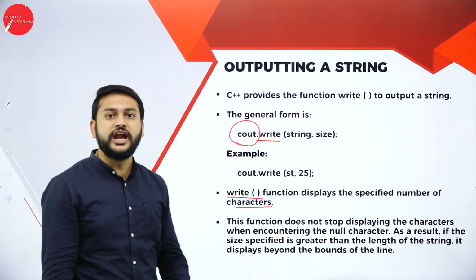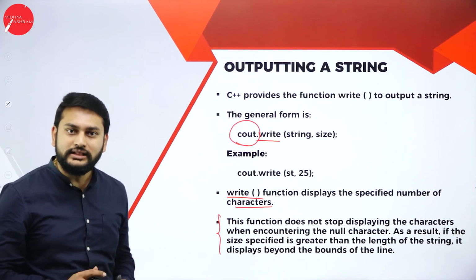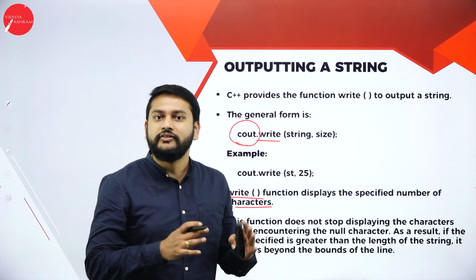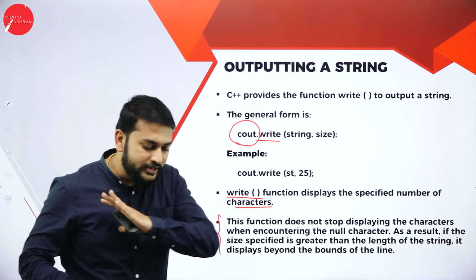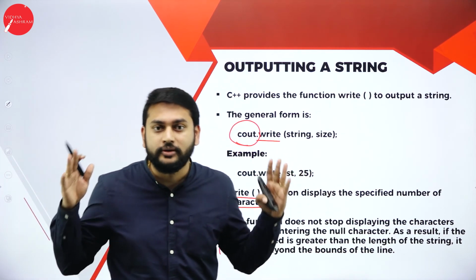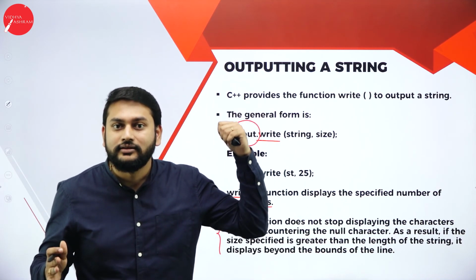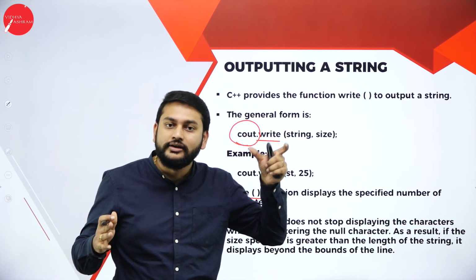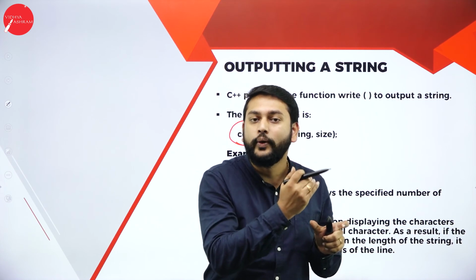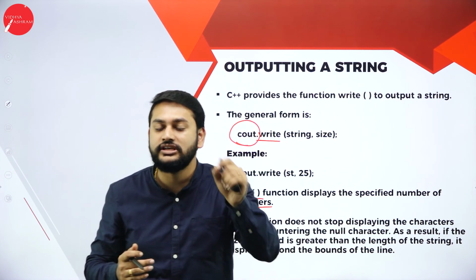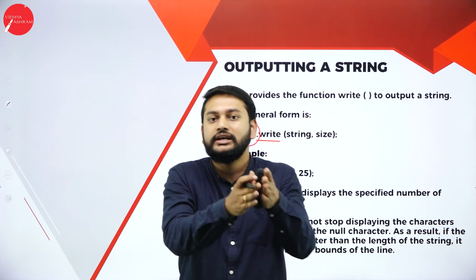But you need to understand one more thing. This is very, very important. Even if the length of the string is greater than the size, it will print beyond that. That is what you have to remember. But when it comes to getline, when it is reading, it will stop whenever it encounters the \0, or the number of characters read is equal to the size, then it stops.